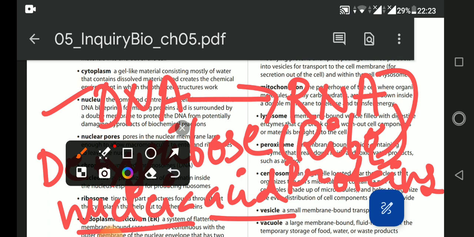Now DNA जो है that is converted into RNA in the nucleus. Our RNA is converted into protein in cytoplasm.